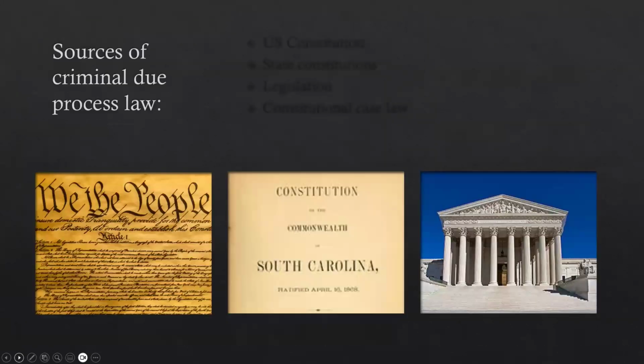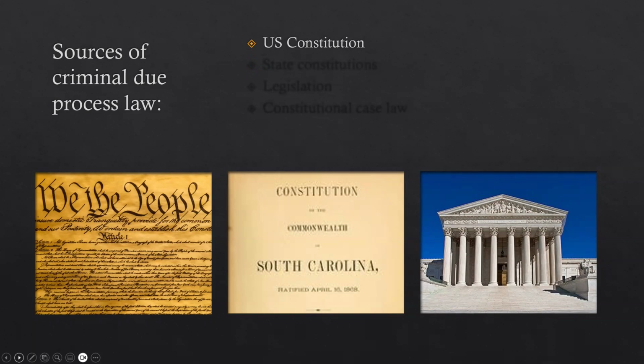Where does criminal due process law come from? I'm not talking about natural law theory or positive law theory. I'm not talking about that now. I'm actually talking about the books and the documents. Where do you find criminal due process law? Well, you're going to start with the U.S. Constitution because obviously that is where due process principles are entrenched. They are the limitations on government power that protect our individual freedoms.